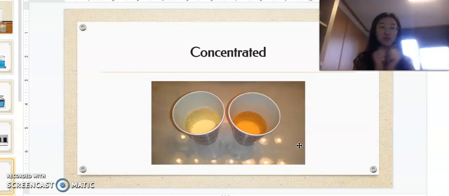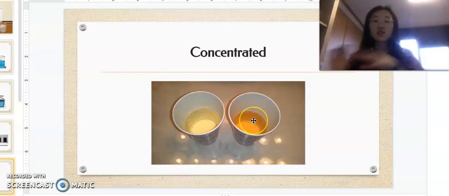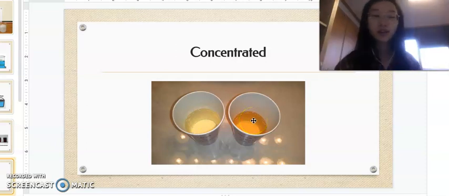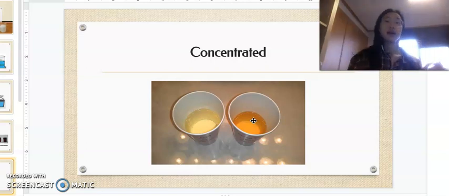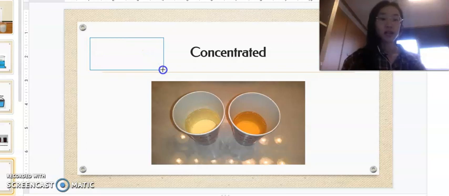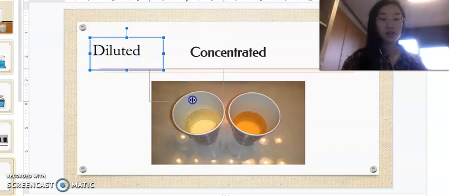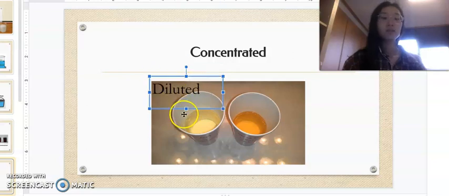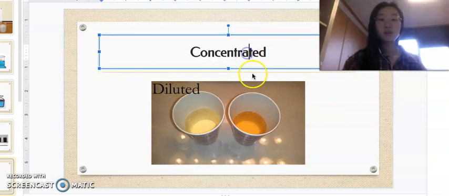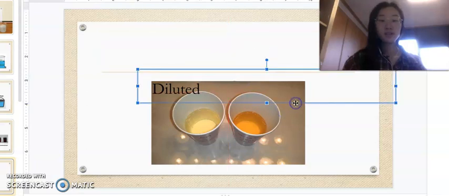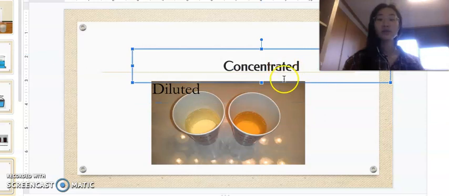So let's look at the difference between these two liquids. We got a lighter looking orange juice and then a darker looking orange juice. Or maybe this is carrot juice. Yeah, so as you can see, which cup would be diluted and which cup would you say is more concentrated? Diluted, if you said the first one, you are correct. So this one is more diluted and the other cup is concentrated because there is clearly a lot more solute inside the solvent.